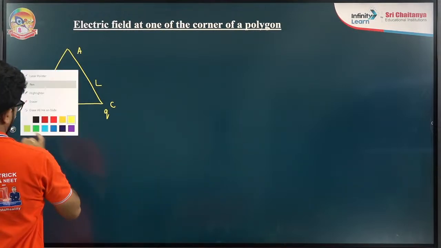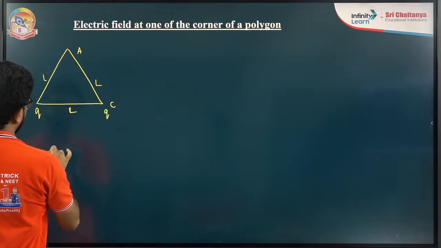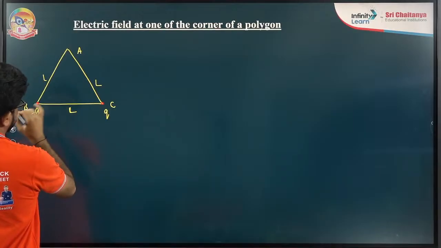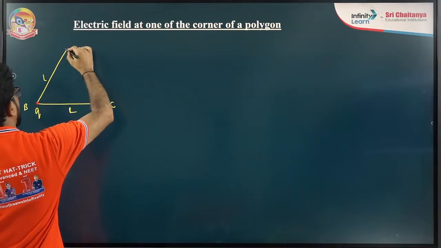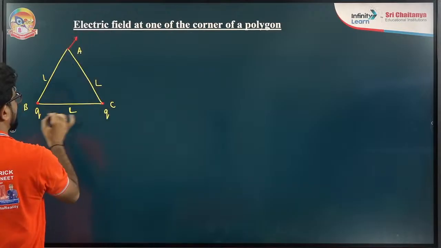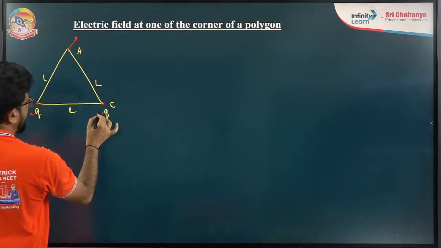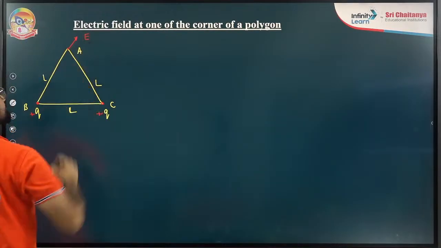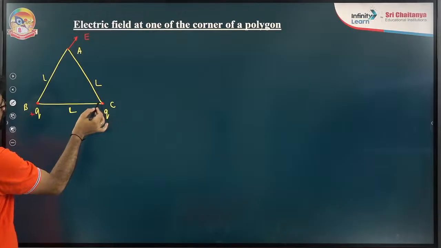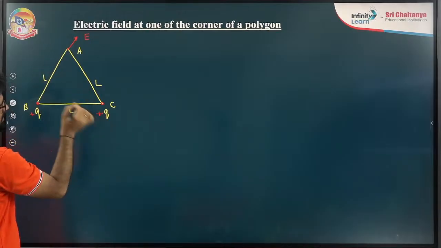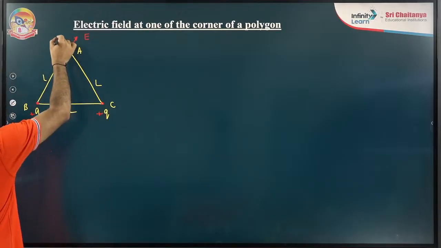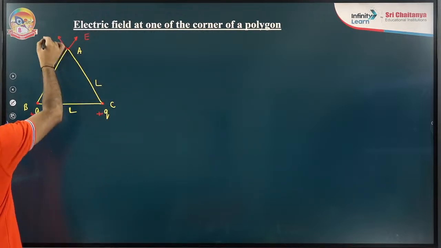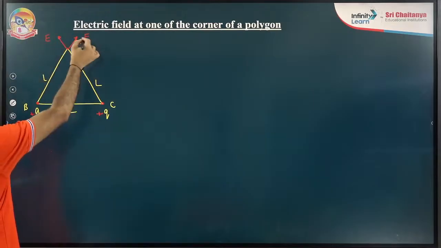Now you can tell, there are actually two point charges, Q1 and Q2. Due to this charge B, the field would be radially outward, because both are positive. Suppose this field is E. Similarly, due to C also, the field would be outward, because this is also positive. Because the charge is the same and the distance is the same, this field is also the same. So this is E, and this is also E.